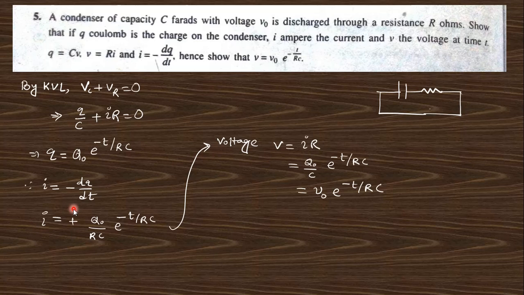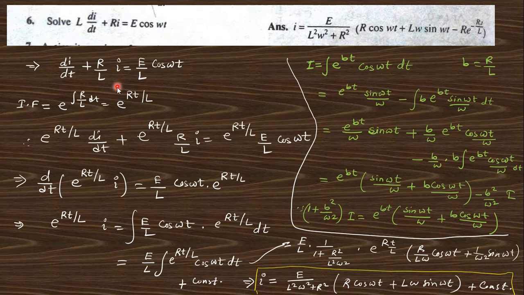After that, if you want to find the current, dQ/dt, just take the derivative with respect to t and you will get the current, and the voltage will be IR, so multiply and you will get this answer. Clear. Next, solve this differential equation.